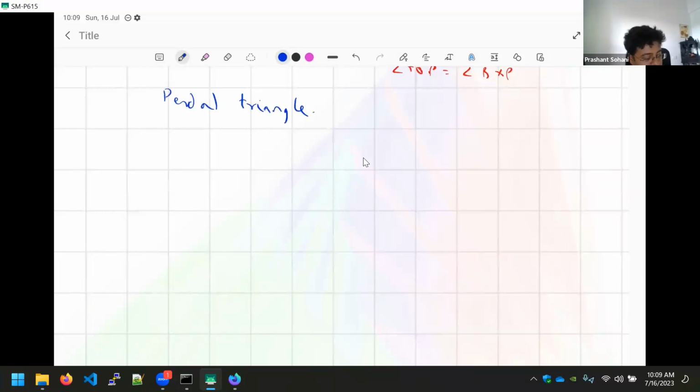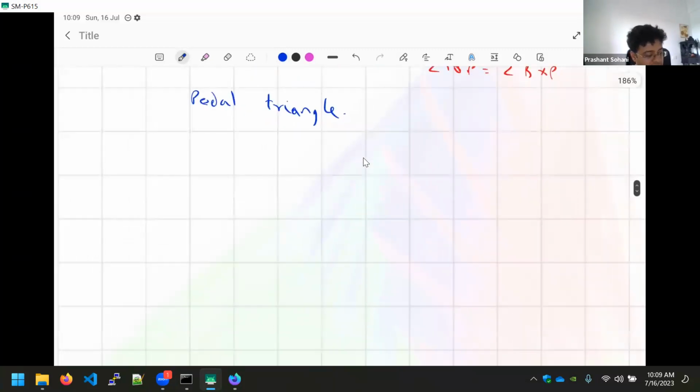I don't know if anybody has heard this term pedal triangle before. Pedal is like feet in English. The letters PED often refer to the foot of something, and so that is why this triangle is called the pedal triangle.